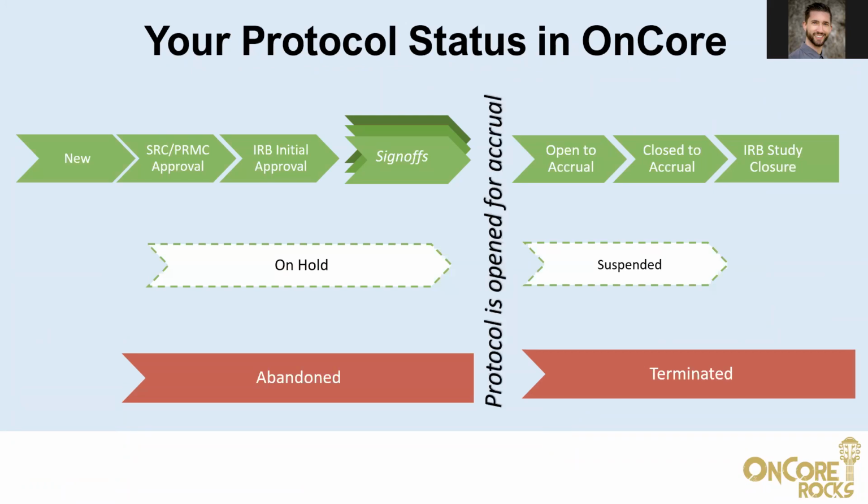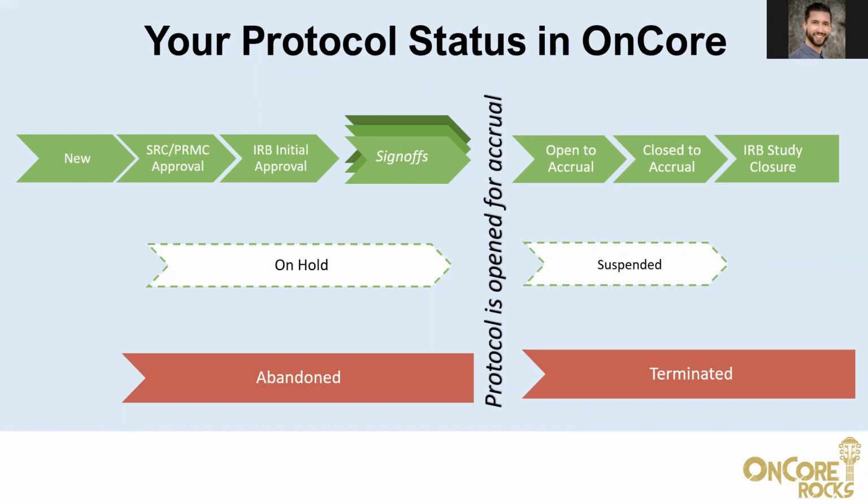So these are the different protocol statuses that are available to your study in OnCore. So when your study is created by OnCore support, it's going to be in this new status. So if your study needs SARC or PRMS approval, it's going to be entered into OnCore. And once your study gets that IRB approval, that gets entered and then the sign-offs start.